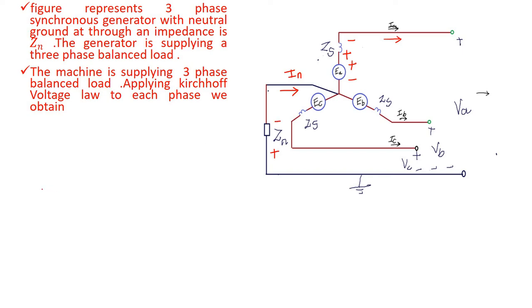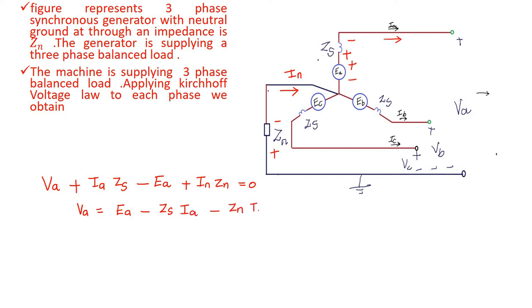From this I am going to write the equation: VA plus IA into Zs minus EA plus IN into Zn equal to 0. From this we can write VA equal to EA minus Zs into IA minus Zn into IN. This is equation number 1.